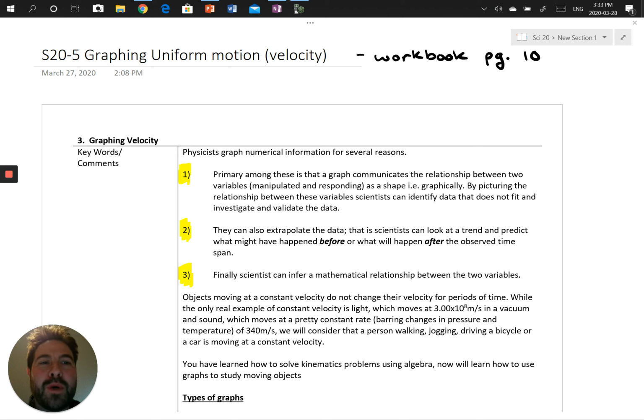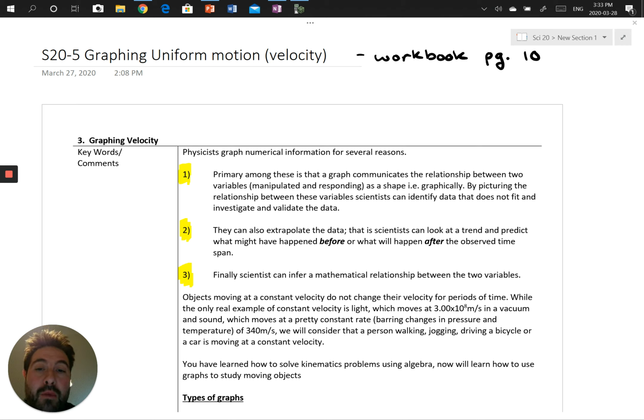We're in the workbook on page 10, and we're looking at uniform motion. So that is a motion where you're not speeding up and you're not slowing down. You're traveling at a constant velocity. This is kind of where we left off before everything happened. We're looking at doing some graphing.